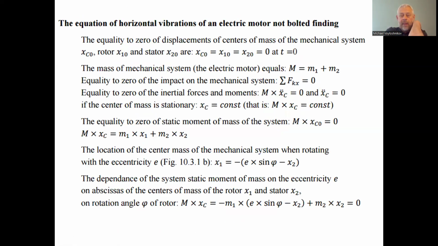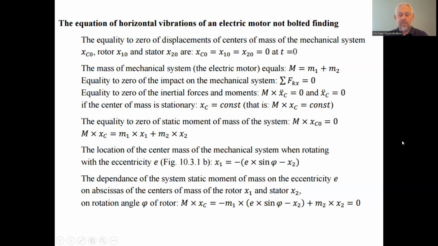So first, we can begin with the equality to zero of the displacement of the centers of the mass of the mechanical system, x C0, and x10 for the rotor and x20 for the stator, the rotor radius R. So we assume that the abscissa of the common center of the mass and the centers of the mass of the rotor and stator is zero at time equal to zero.